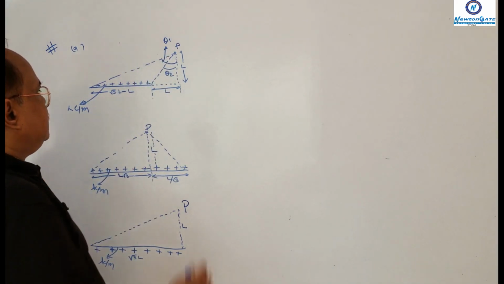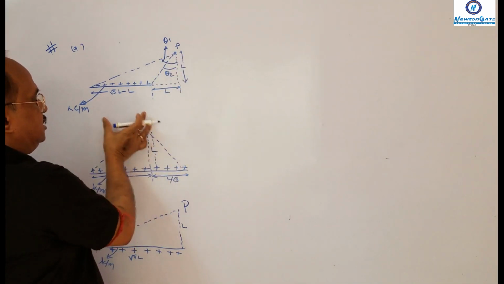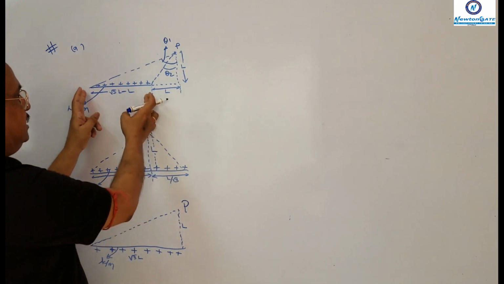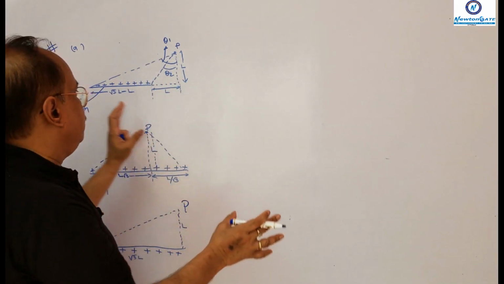So in this case first let us find out what theta 1 is, because I have taken the sides in such a way that you will get a good answer for theta 1 and theta 2, so that you can do it.